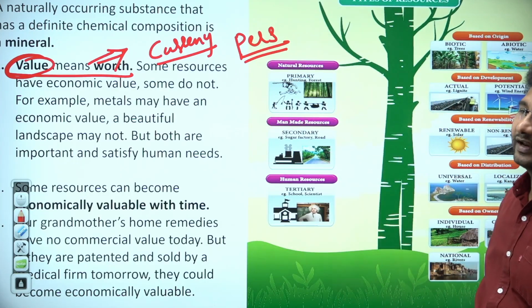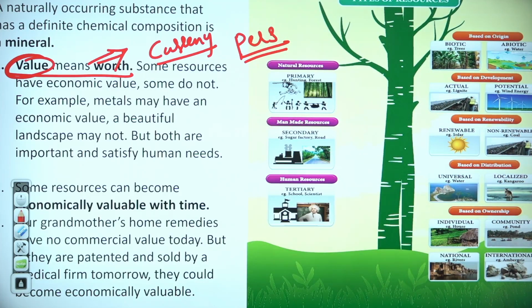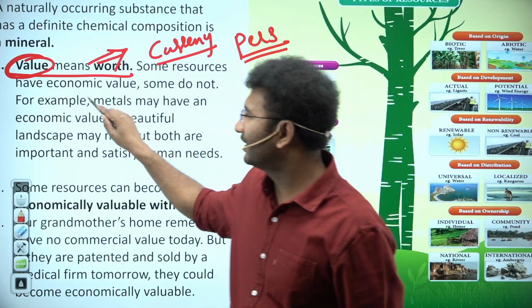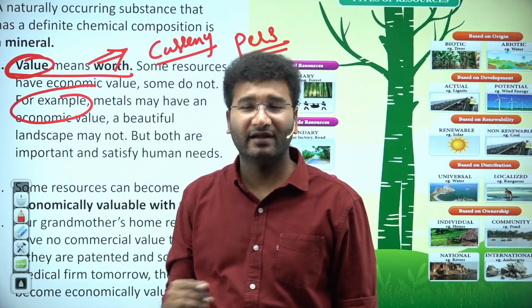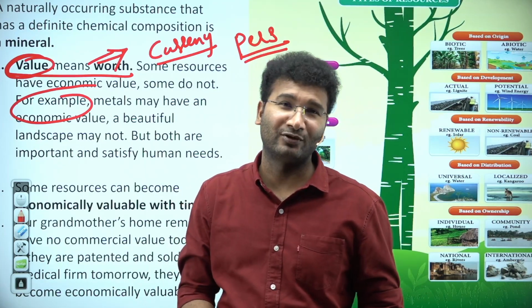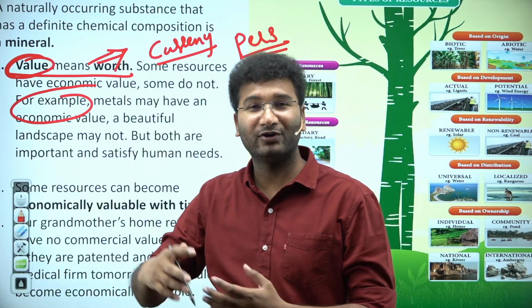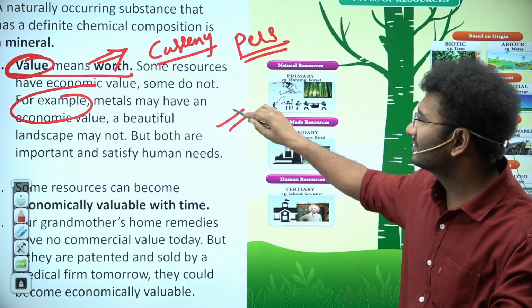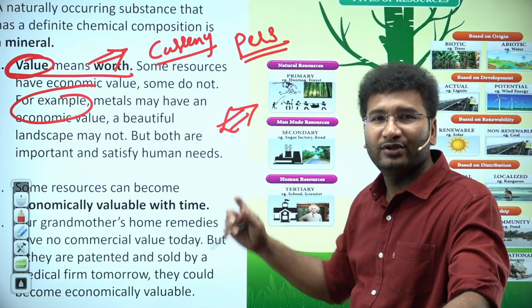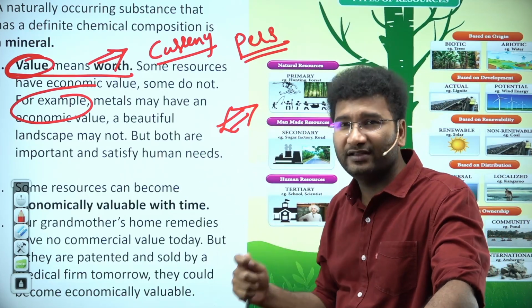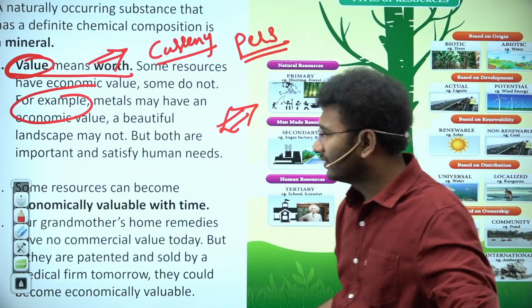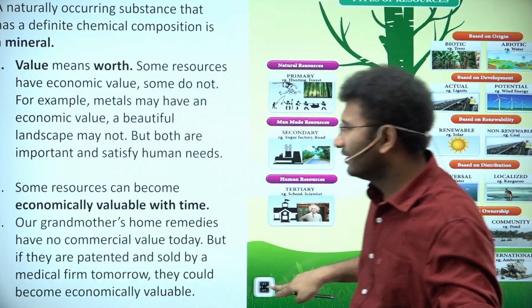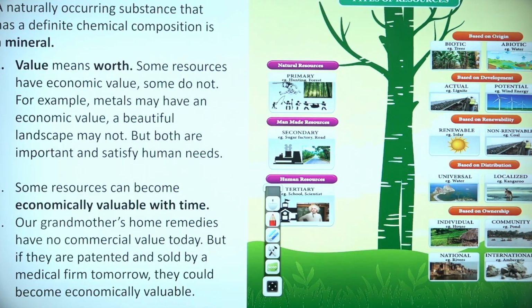Likewise, for example, metals may have an economic value, but a beautiful landscape may not. You see, a metal may have an economic value, but a beautiful landscape may not have a value. But today it may not have a value, but tomorrow it could be tourism. So something which has a value, you will call it a resource, and if that is utilized for human beings, right? So look here, some resources can become economically valuable with time.